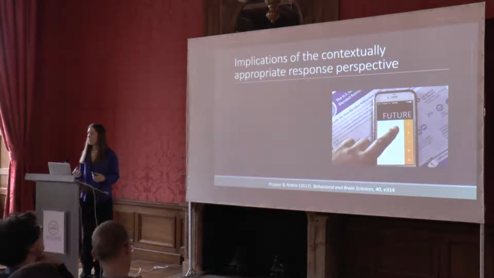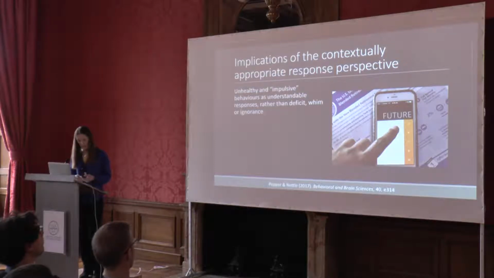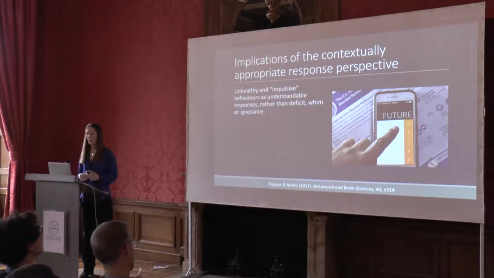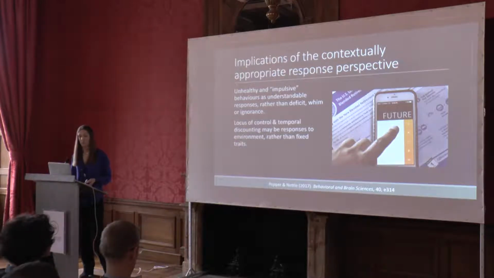So what are the implications of this? Because it's important that we think about the policy level, particularly. That's the scale we're interested in today, I'm told. And so one of the implications is that what we view as impulsive behaviours may be in fact understandable responses to context. So not necessarily about a deficit, a lack of self-control, or some kind of neurological deficit. It's in fact an understandable response.